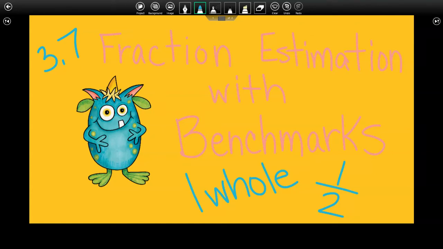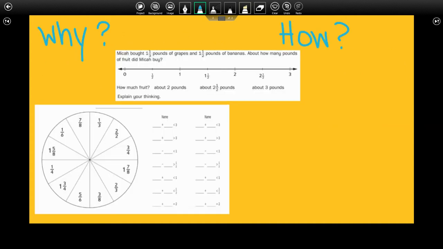Today we're going to be doing lesson 3 7/10, and it is called Fraction Estimation with Benchmarks. So you might be wondering why. Why are we doing this lesson?